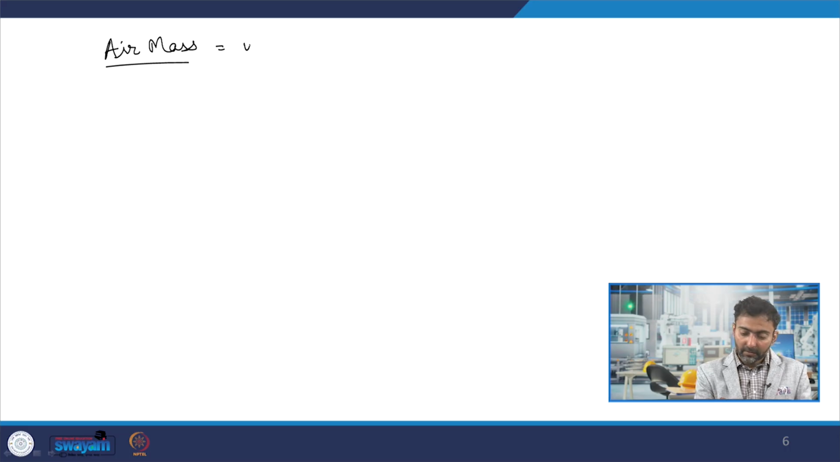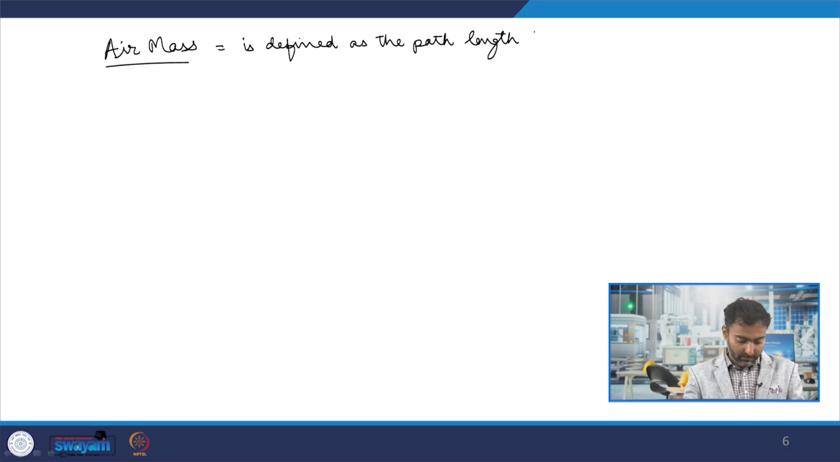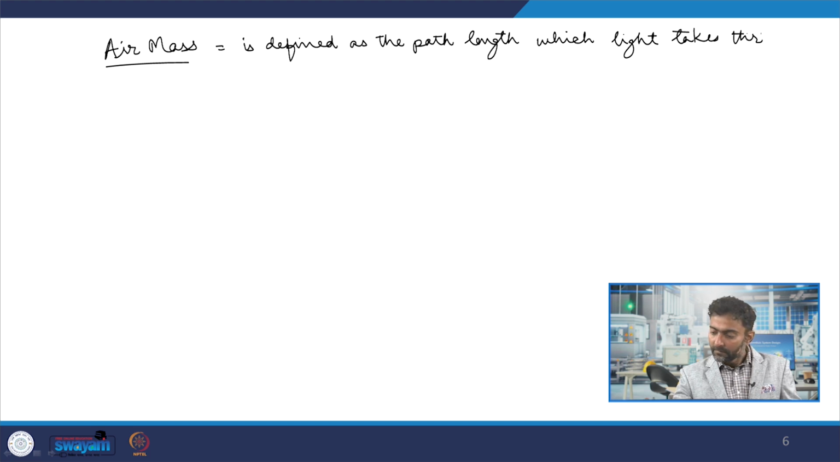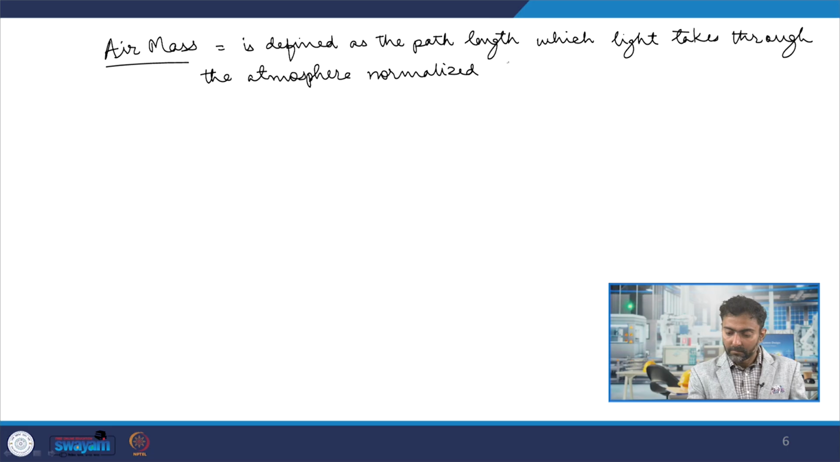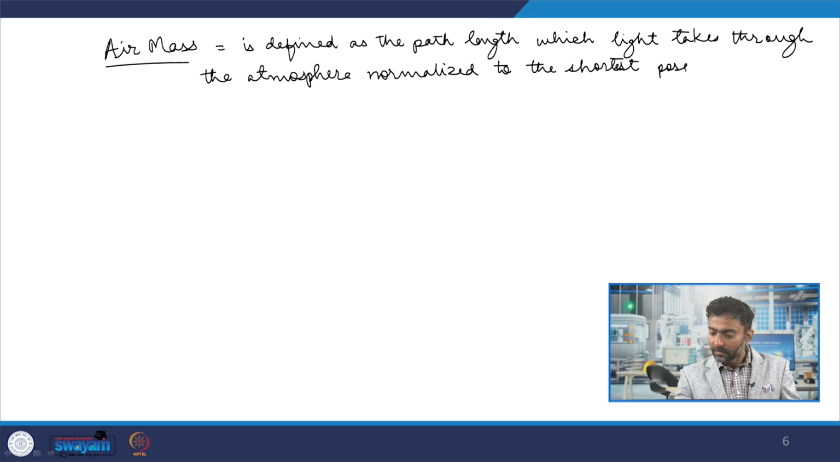So, air mass is defined as the path length which light takes through the atmosphere normalized to the shortest possible path length.